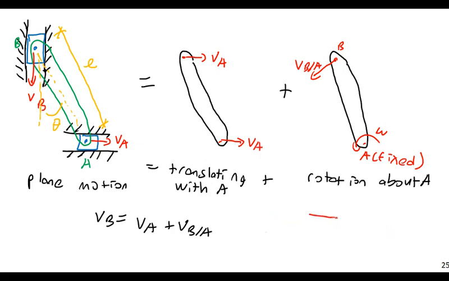Just a simple vector summation relationship. Something like this, where VA maybe is to the right, and VB slash A is downward like this, and VB is perfectly downward, so this is a right triangle. And the velocity of B with respect to A is the hypotenuse of that triangle. All right, questions on that?